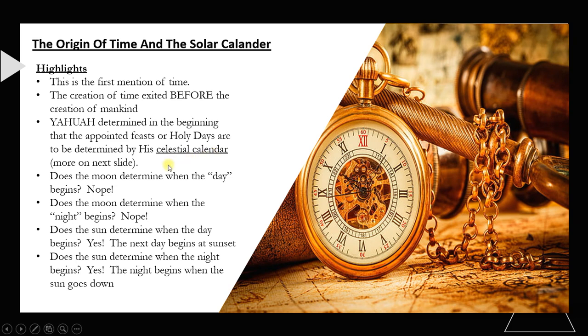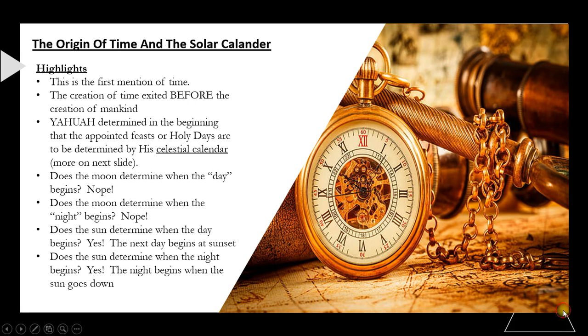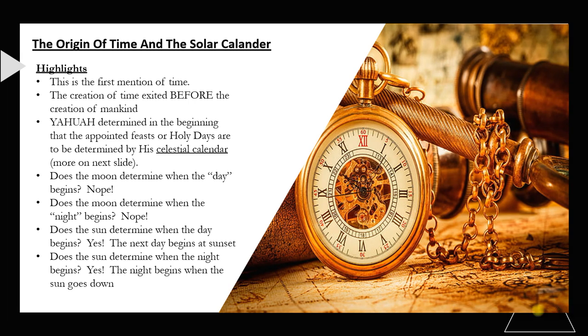Now here's something you should think about. Does the moon determine when the day begins? No, it doesn't. Okay, it's the sun. The sun determines when the day begins. And when the sun goes down, it determines the night. So does the moon determine when the night begins? No. When the sun sets, that is when the night begins.